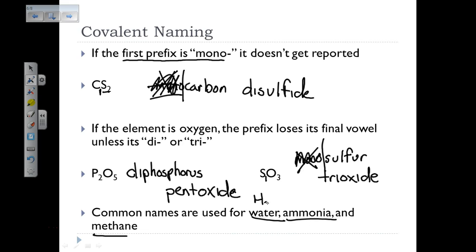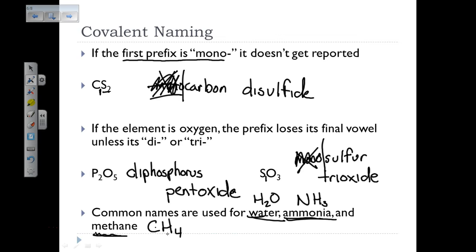Water we know is H2O. Ammonia is NH3. And methane is CH4. Now, methane isn't technically a common name, but it's named not using this system. So anytime you see H2O, you're going to say water. You're not going to say whatever that is. And ammonia, you're not going to say nitrogen trihydride. You're going to say ammonia. And methane, you're not going to say carbon tetrahydride. You're going to say methane.